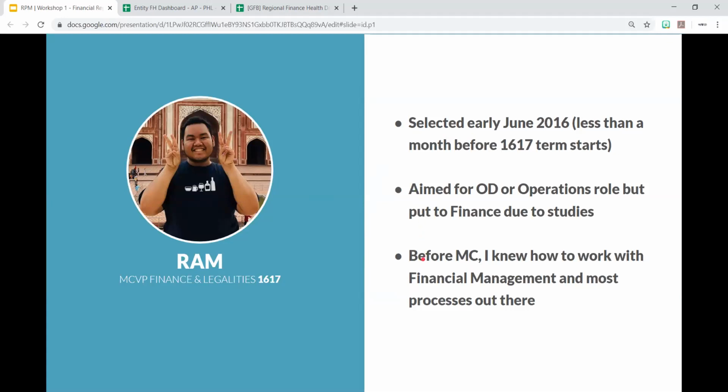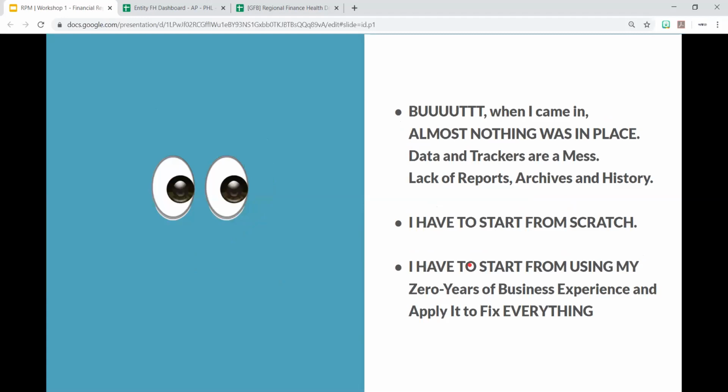And before MC, at least the good thing is that I knew how to work with financial management and most processes out there. I already had internships at banks and had already worked with accounting very well. And I had a background in certifications for finance. But when I came into the MC, almost nothing was in place. Data trackers were a mess, and there was a lack of reports, archives, and history. Essentially, I had to start finance from scratch.